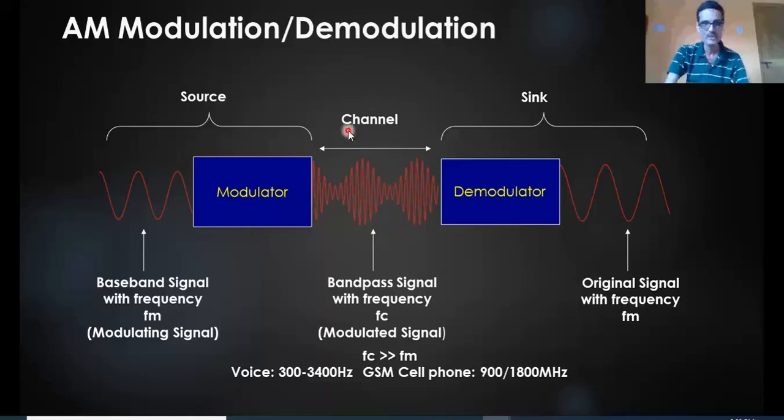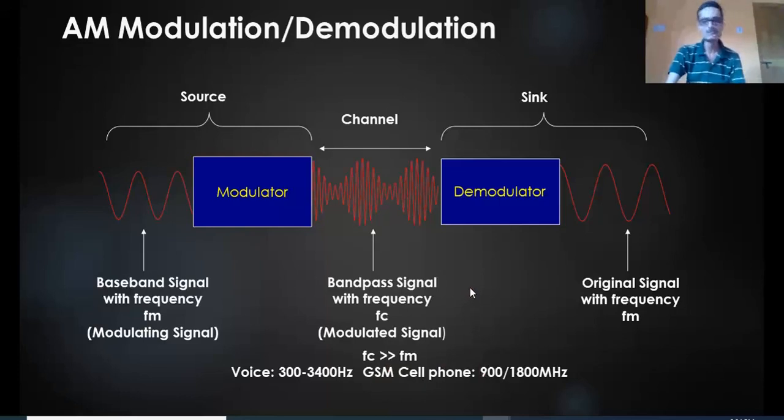It is transmitted over a channel, and in the receiver, we use a demodulator, which converts this signal back into the original form. The original signal is your message signal with a frequency of FM Hertz. Usually the frequency of the carrier is very much higher. For example, a GSM (Global System for Mobile) cell phone works under the 900 and 1800 megahertz bands, and those frequencies are the frequencies of the carrier signal.